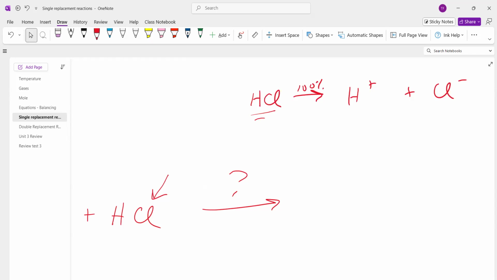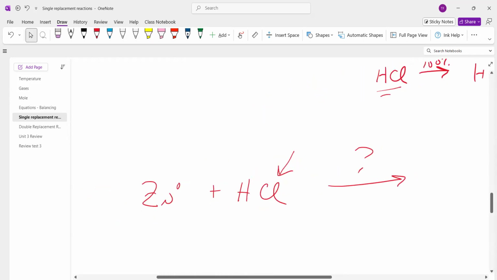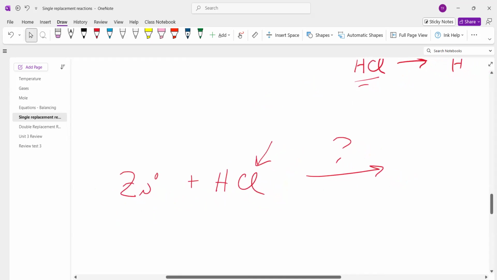So when we see that HCl, I want you to think of H plus and Cl minus. That's what happens in solution. Now, next Friday, I'm going to be talking about a little thing called AQ. AQ stands for aqueous. That means it's dissolved in water.